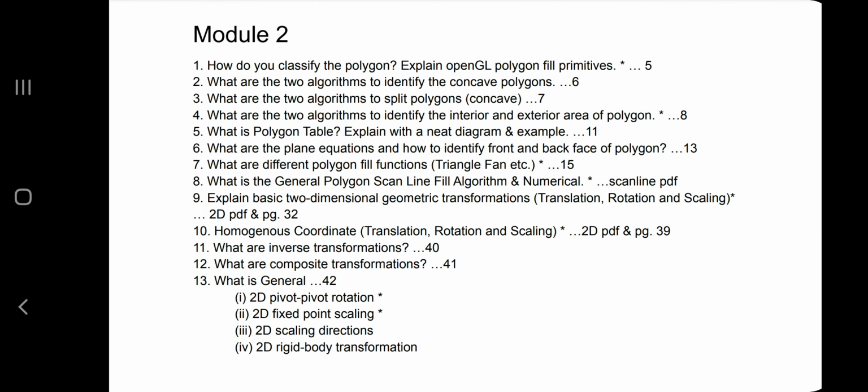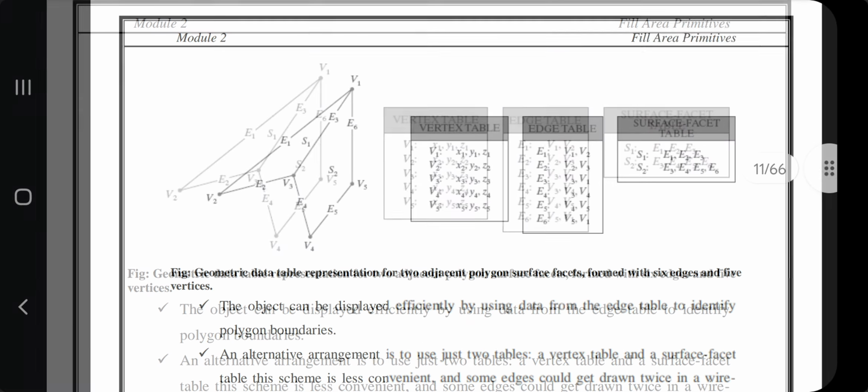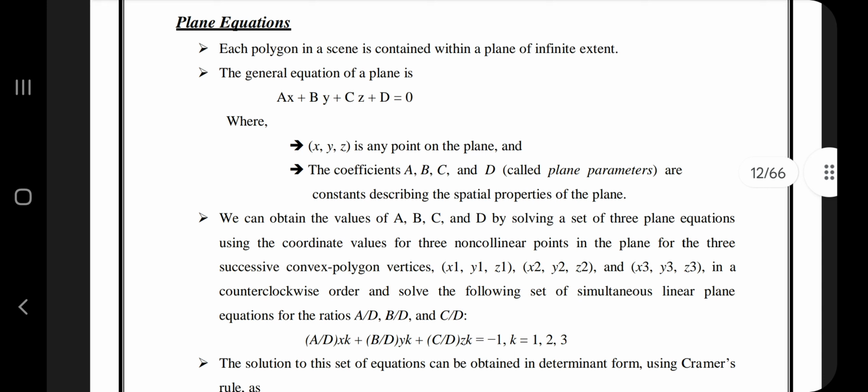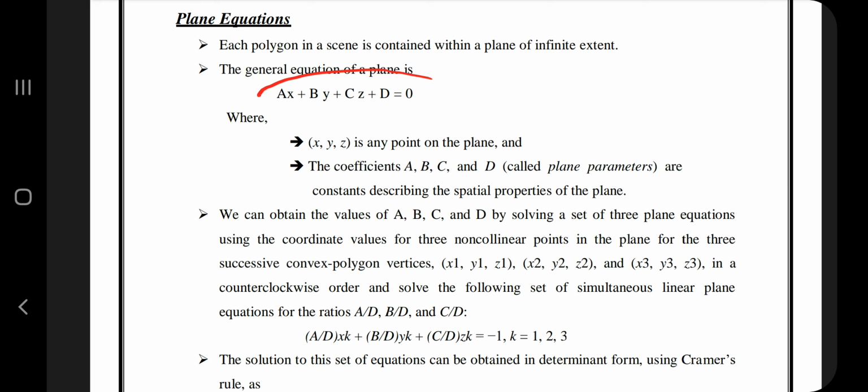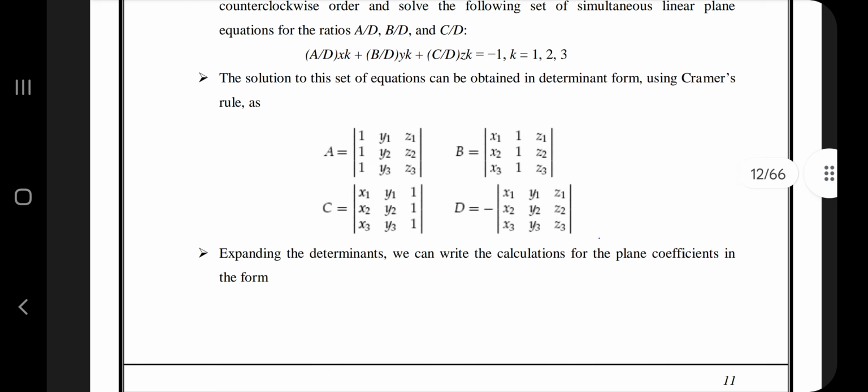Let's move on to the next question, which is what is the plane equation and how to identify the front and back face of the polygon. So what is the plane equation? This equation you have to write, and write some points regarding it: Ax + By + Cz + D. So you have to write what XYZ are, what the coefficients ABCD are, and after that, using Cramer's rule, you will get these values for ABCD.